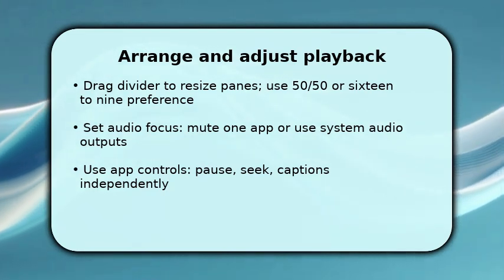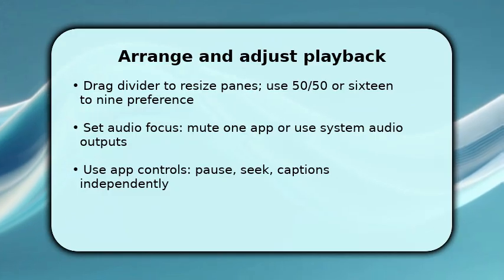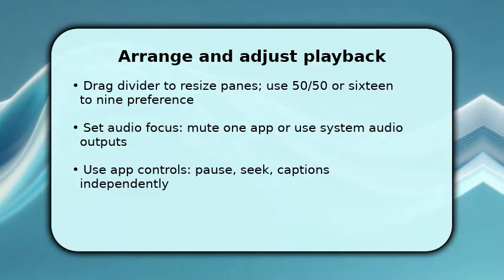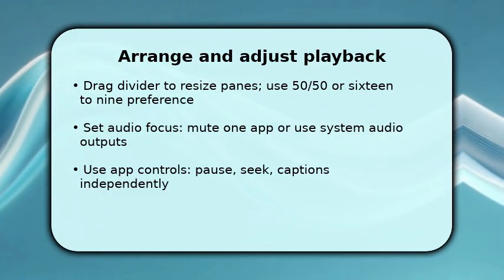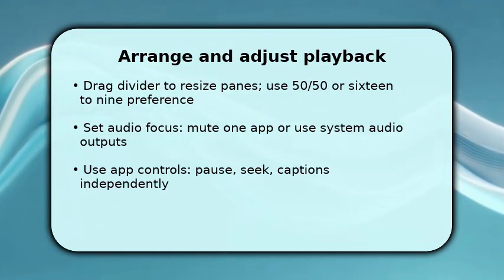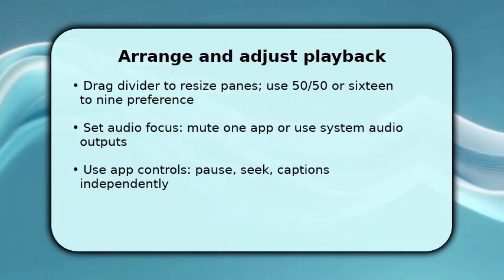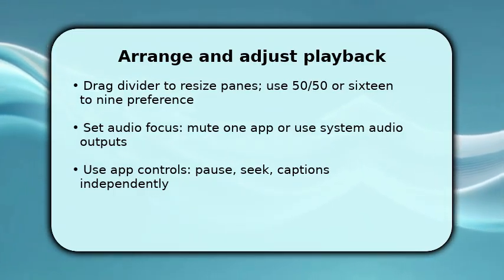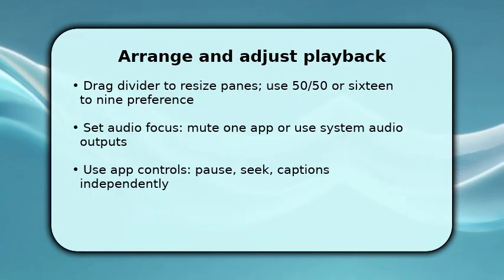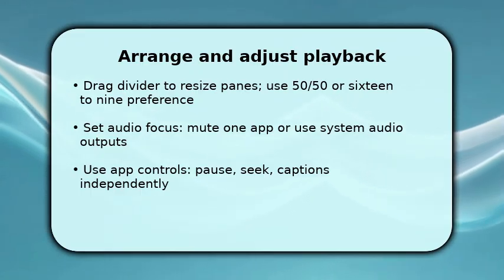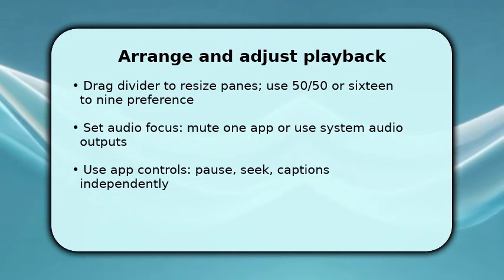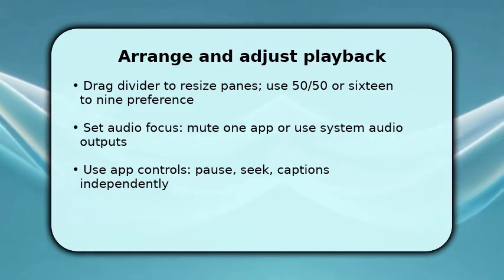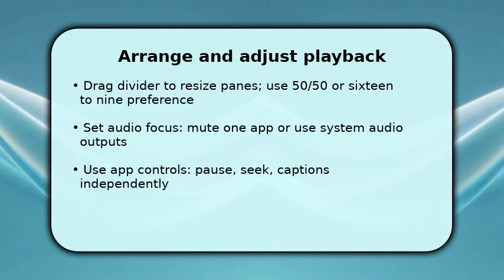Drag the split divider to balance screen space. Choose roughly 50/50 for equal view or favor one pane for clarity. Make sure to set audio priority. Mute the background app or select a different audio output if available, because simultaneous audio can be confusing. Use YouTube TV's player to change quality or captions while using the other app's controls separately. This keeps both streams responsive and avoids unintended interruptions.